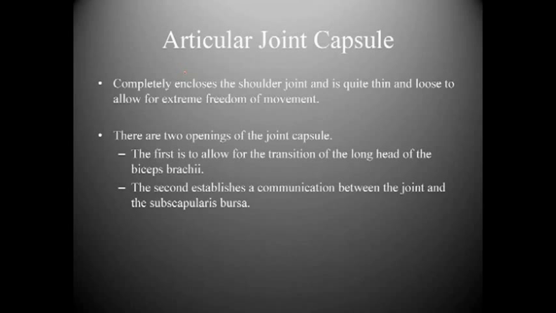So there are two openings of the joint capsule. The first is to allow for the transition of the long head of the biceps brachii, and the second is to establish communication between the joint and the subscapularis bursae. So you don't really have to know both of these, but just know that there are two openings to the joint capsule of the shoulder, which pretty much indicates that it's not a closed capsule.